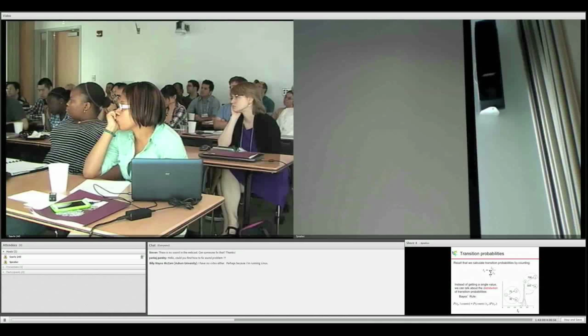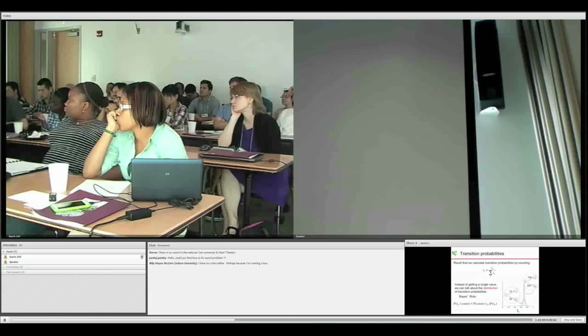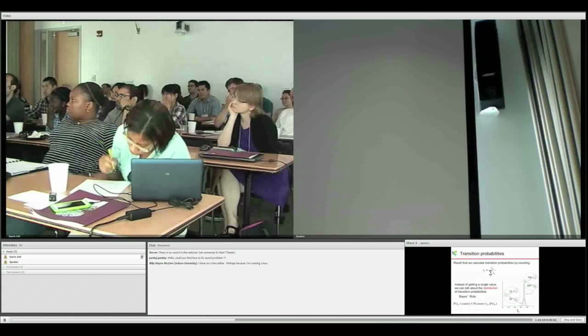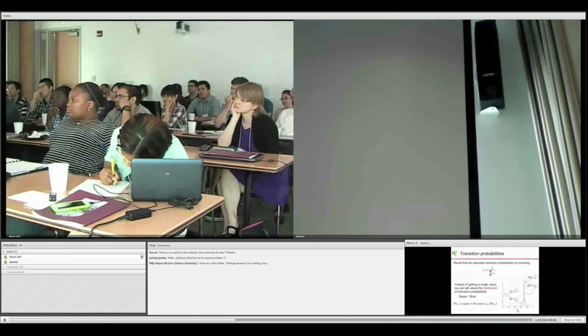All right, so as I said, when we calculated the transition probabilities, we simply counted. We said the transition probability from state i to j was the number of transitions from i to j divided by the total number. That gives us essentially a maximum likelihood estimate of that transition probability given our data. But instead, we can use Bayesian analysis to talk about the entire distribution of possible transition probabilities.